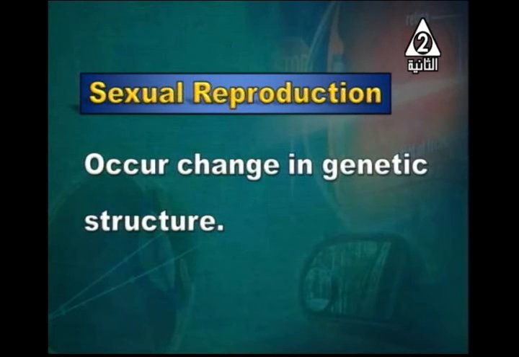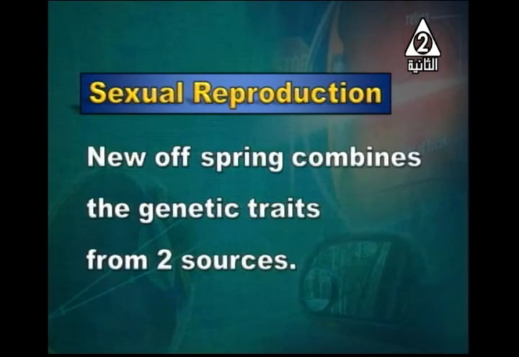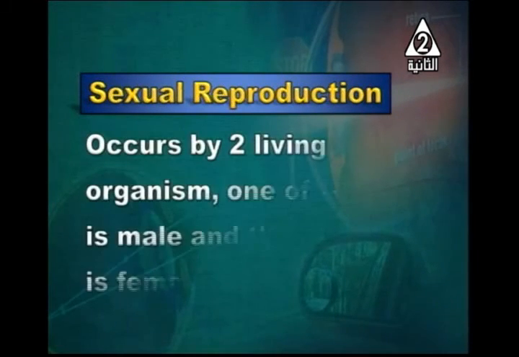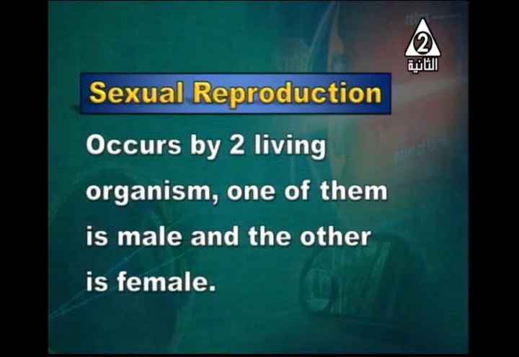Changes occur in the genetic structure, so the new offspring combines the genetic traits from two sources. The first source is the male and the second source is the female. It occurs by two living organisms. One of them is the male and the other is the female.